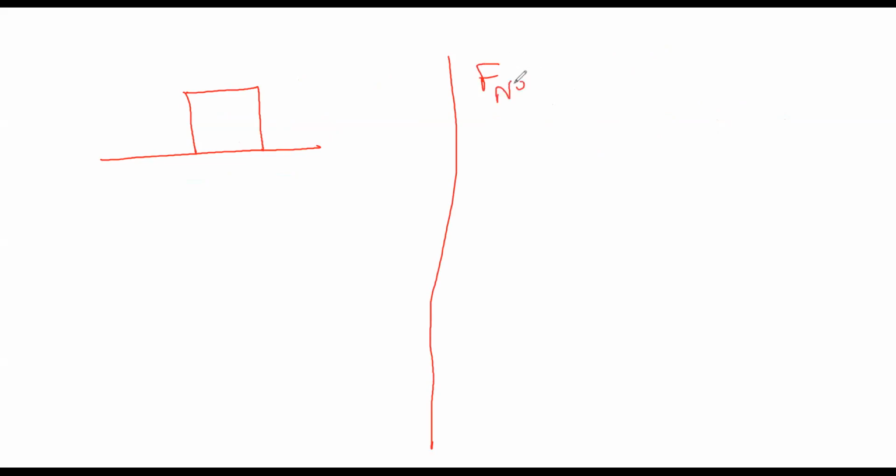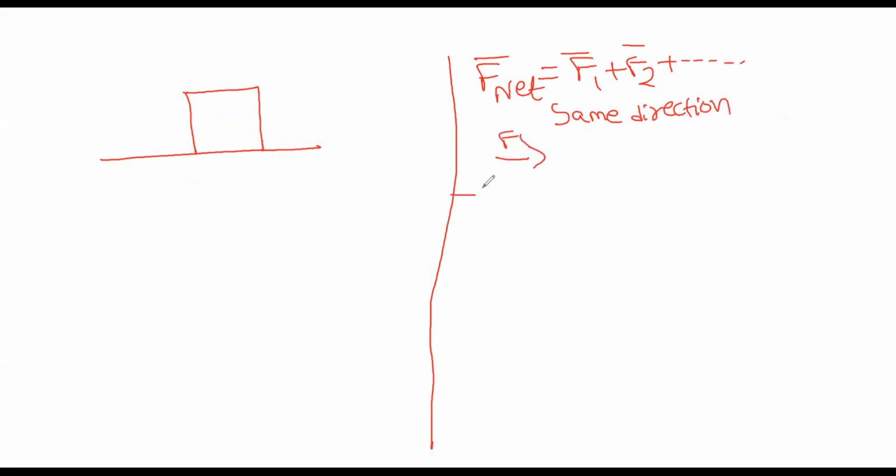Force net is F1 plus F2 plus and so on, when the forces are in the same direction. This is F1, in this direction F2 is also there, and in this direction F3 is also there. So the F net is F1 plus F2 plus F3. Okay.